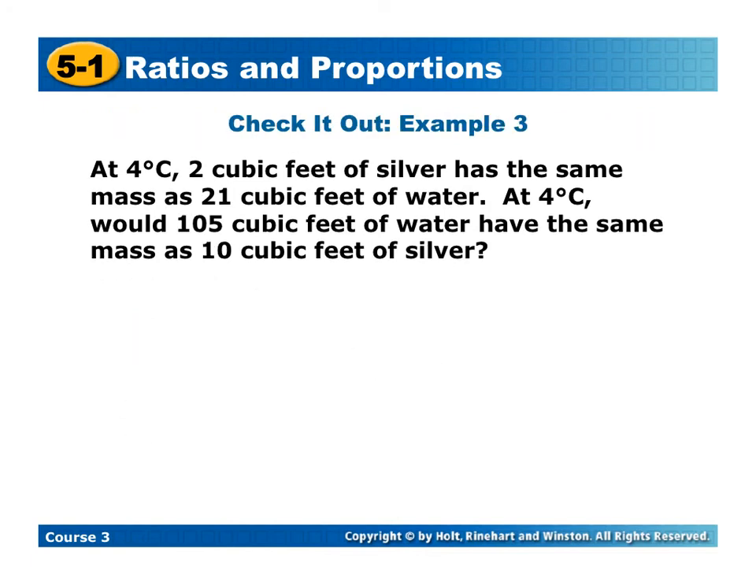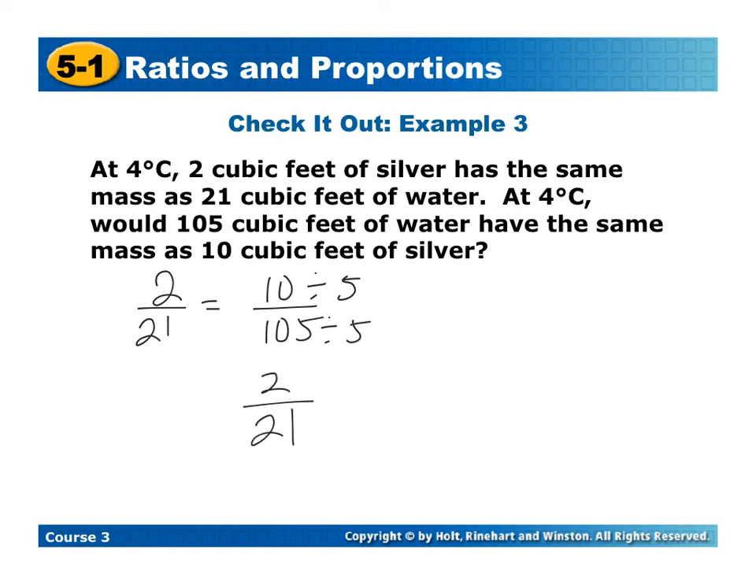Alright, so now it's your turn. Go ahead and set up the proportions and see if these would be the same. So 2 cubic feet of silver has the same mass as 21 cubic feet of water. So they're asking, would 10 cubic feet of silver have the same mass as 105 cubic feet of water? Now 2 over 21 can't be reduced, but if we divide each of these by 5, this becomes 2 over 21. And since these two are equal, yes, they would have the same mass.